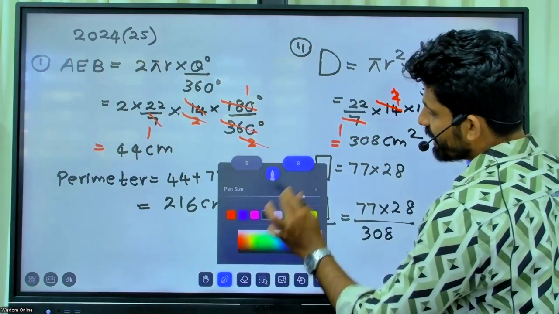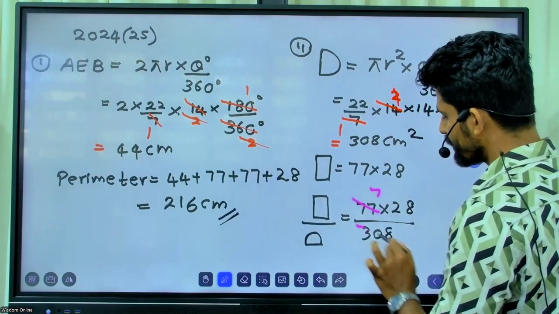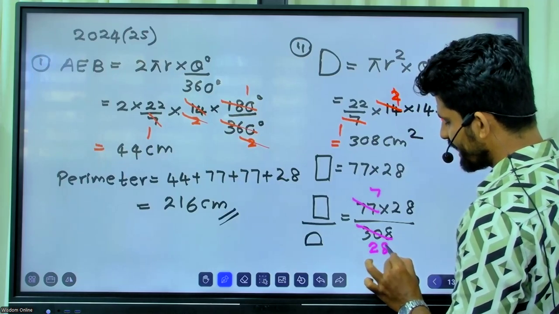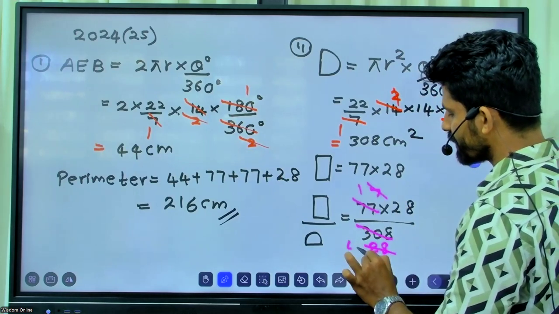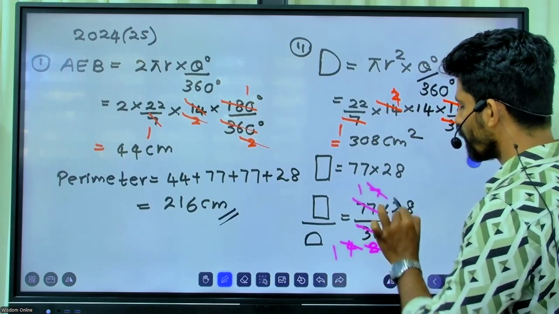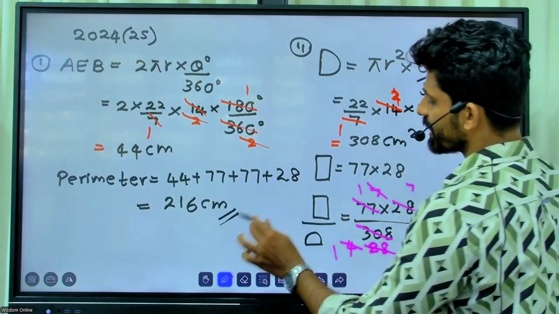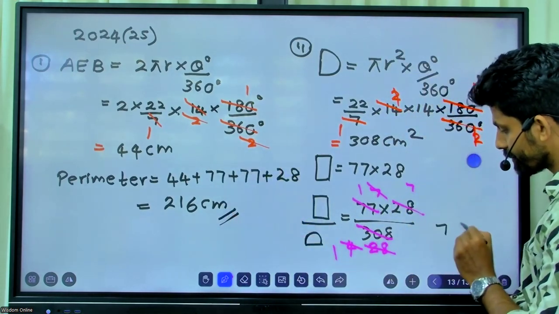Both sides we can divide by 11. 77 divided by 11, 7. 308 divided by 7, 28. 7 divided by 7, 1. 28 divided by 7, 4. 4 divided by 4, 1. 28 divided by 4, 7. So how many times? 7 times.